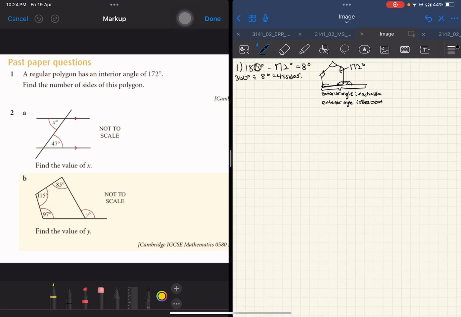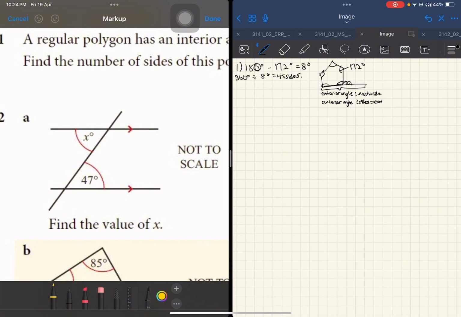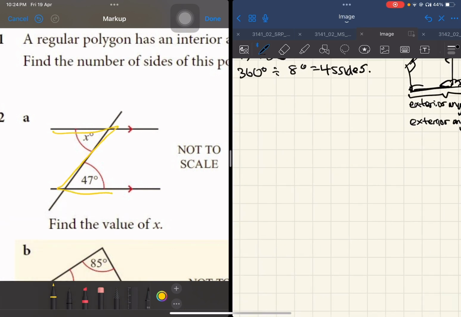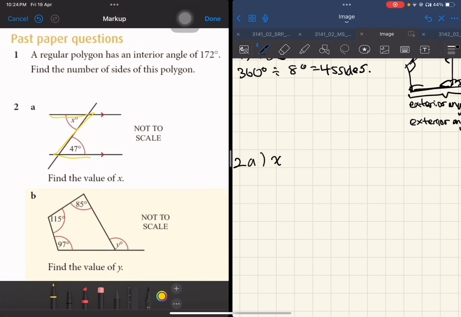Okay. Let's move on. Question 2a. Find the value of x. This is also really direct. We've covered just now that alternate angles form a Z shape. They are equal to each other, so x equals 47 degrees. Now, they didn't specify for you to write the reason, but I will write it down just for you guys to see. Alternate angles, the reason.